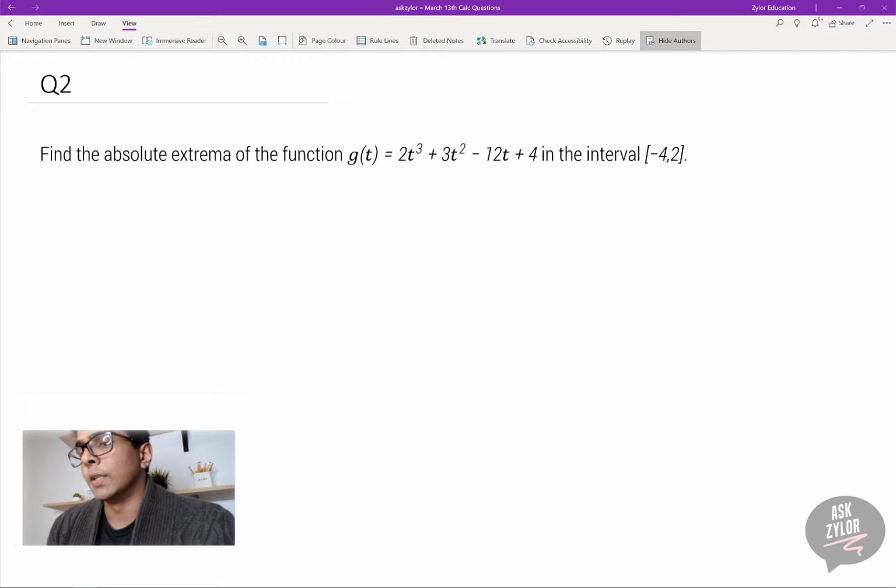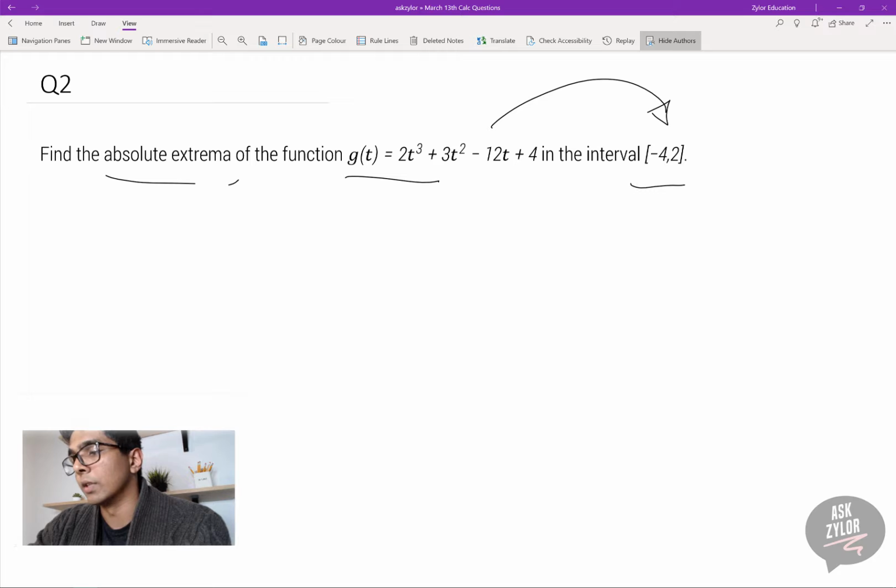So a second question says, find the absolute extrema of the function g of t in the interval -4 and 2. So how do we do this? We basically need to find where the absolute extrema is of g of t, and we have to evaluate this function at each of these endpoints as well. So this interval basically means t needs to be evaluated at -4 and 2.